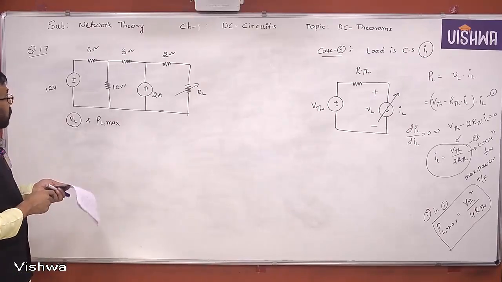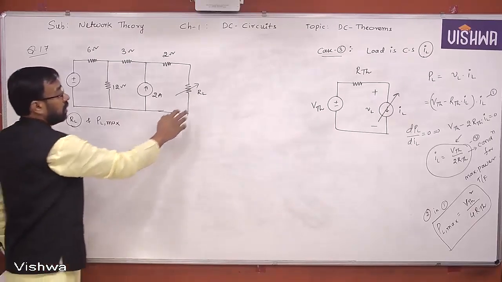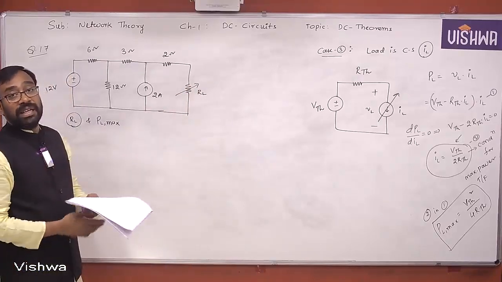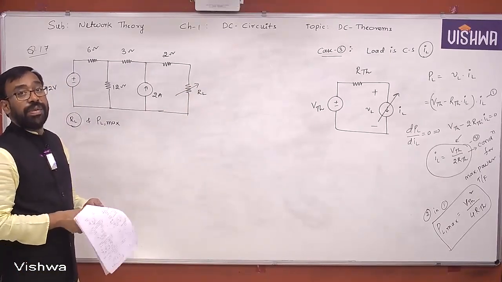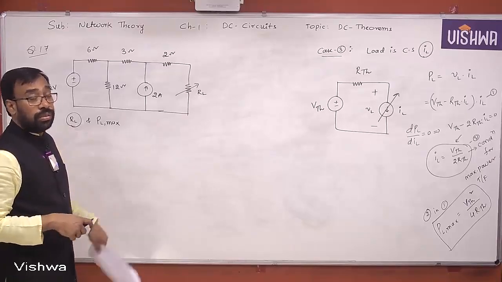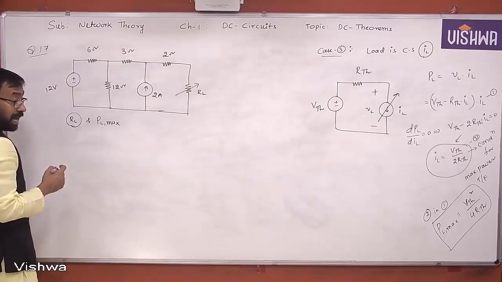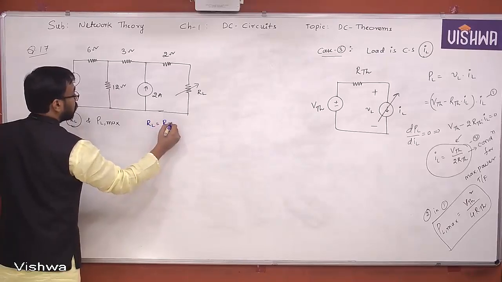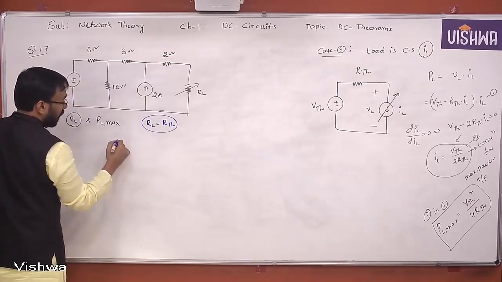Anyway, for the maximum power transfer condition, when the load is a resistive element and it is variable, then you have a formula directly that RL is equal to RTH is the condition for maximum power transfer. Yes or no? Okay. What is the condition for maximum power transfer? RL must be equal to RTH. What is the RTH value here in this case?